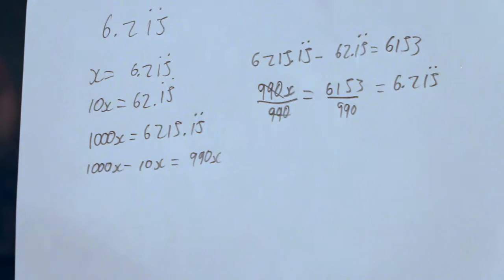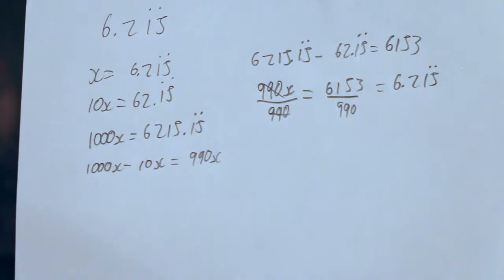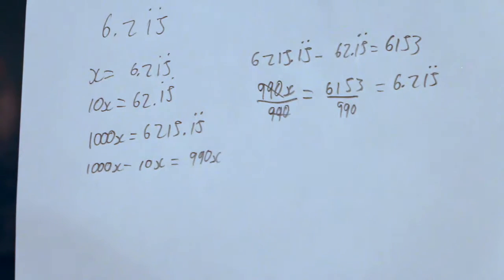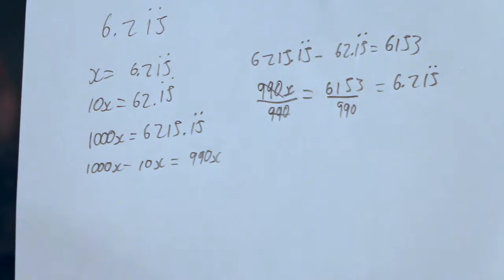This example is a little trickier. As you can see, the dot is only on top of the 1 and the 5. So what do you think that means? Pause the video and try and think about it. So the dot on top of the 1 and the 5 shows that only the 1 and the 5 are recurring. So the number is 6.2151515 recurring. The 2 is not part of the recurring decimal.